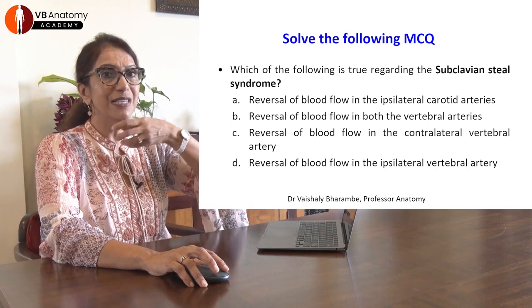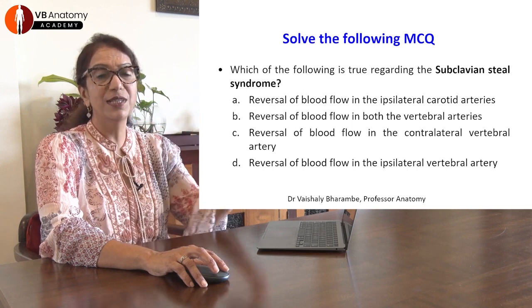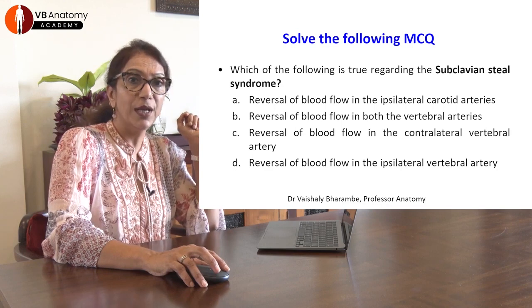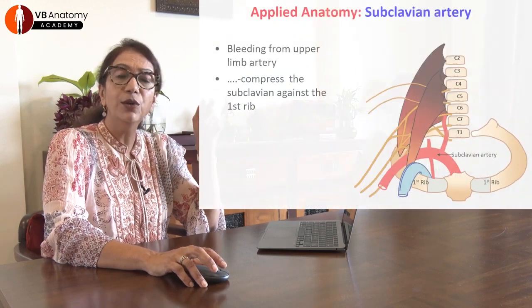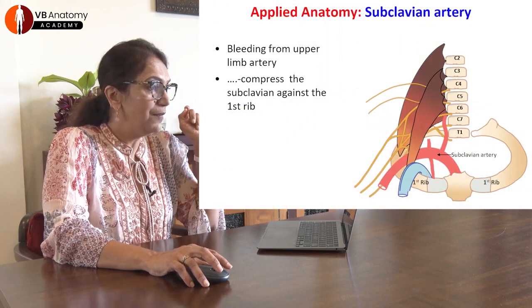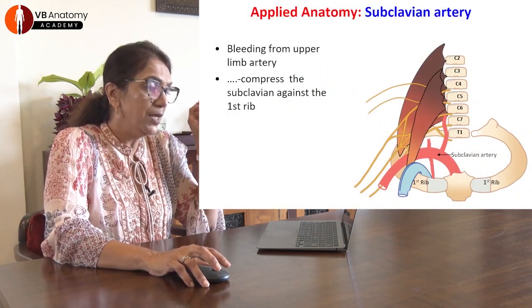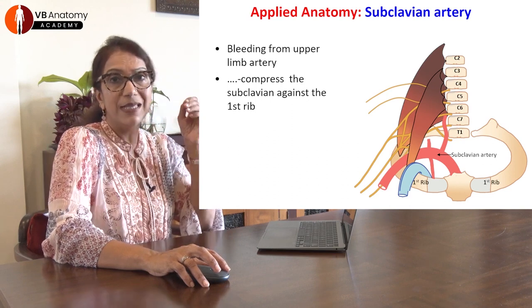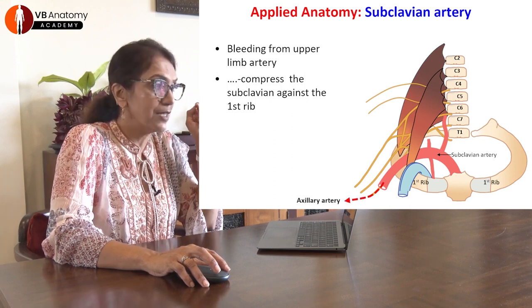It appears that you are stealing blood from the brain to supply the limb, because it's in the basilar that the blood is flowing across to the opposite side vertebral artery. Right. Continuing on the theme of subclavian, we understand that the subclavian artery passes over the first rib to continue into the limb as the axillary artery. We are aware of it.